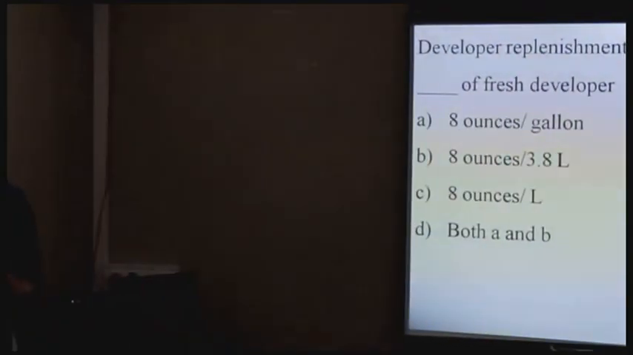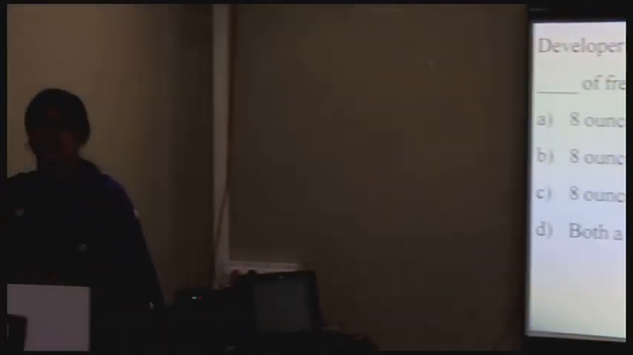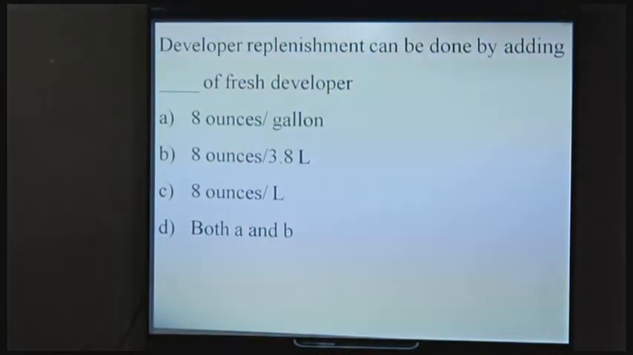And how much of developer replenisher will you add for an automatic processing? Automatic processing, it is 6 ounces per gallon. And your fixer is 3 ounces. Developer is 6 and fixer is 3. What I am telling is for automatic processing.